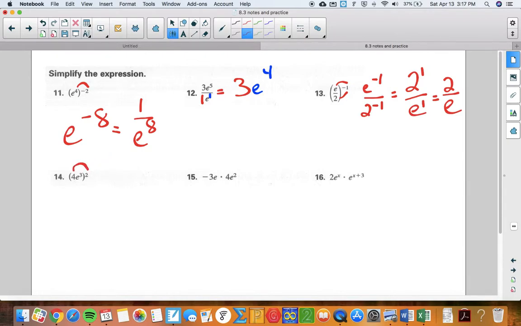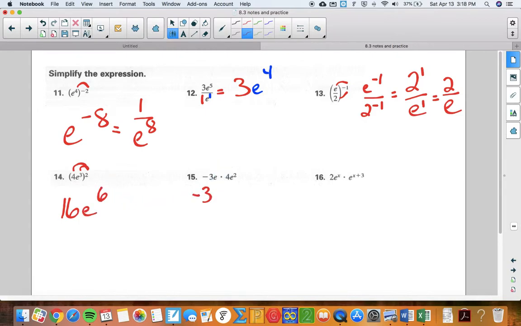Sprinkle the 2 to each of the factors. So we have the number 4 and we have the value e to the third. So 4 squared gives us 16. And then e to the third to the second power, we multiply the powers together, so you get e to the 6th power.